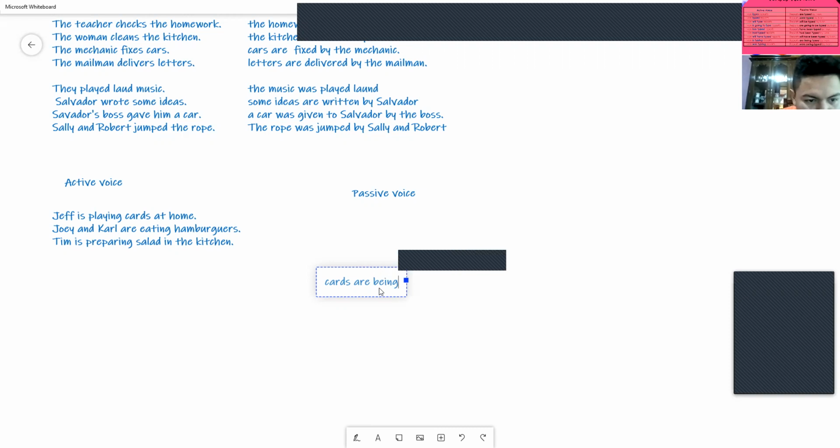Cars are being. Past participle. What is the past participle? Played. Plays, okay. Played. Play. Cars are being played.